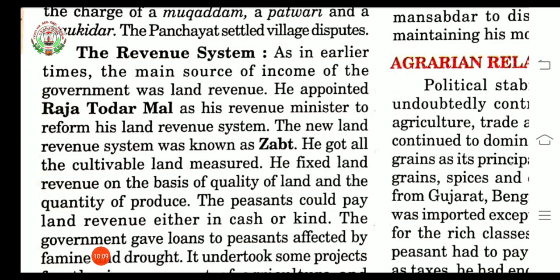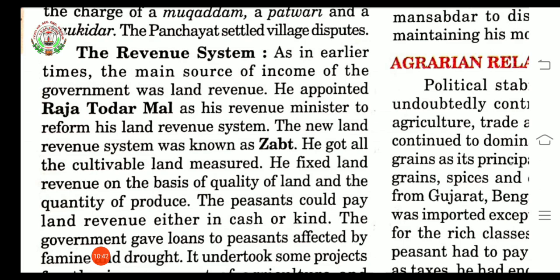Akbar, as we have studied earlier, was understanding the needs or situation of the people. He gave loans to peasants who were affected by famine or drought. So Akbar took some more projects for the improvement of agriculture and irrigation. Why? Because at that time agriculture and irrigation was the main source of revenue.